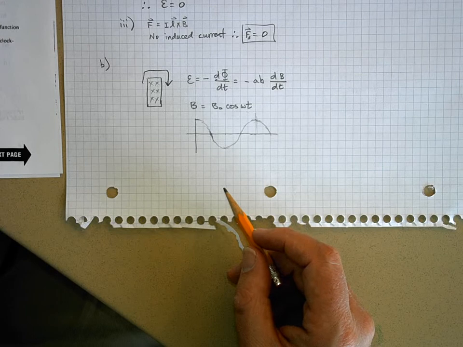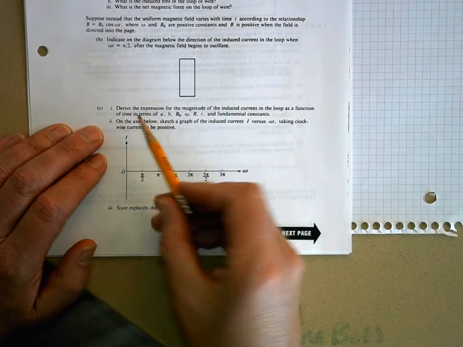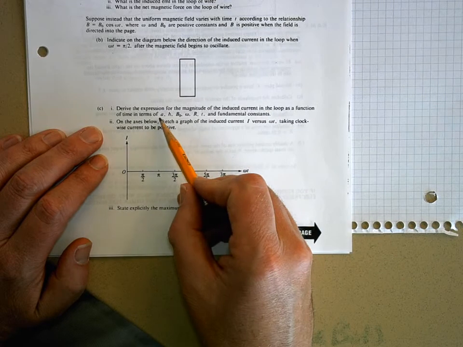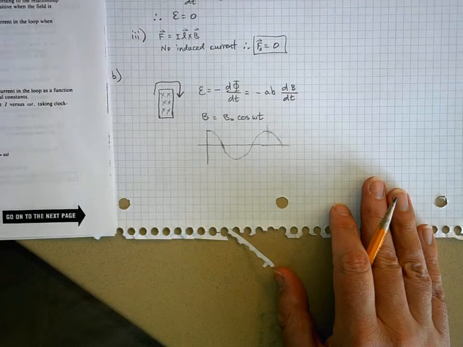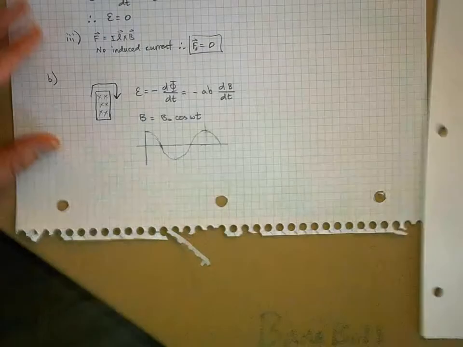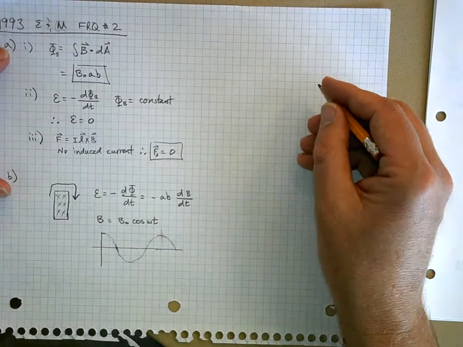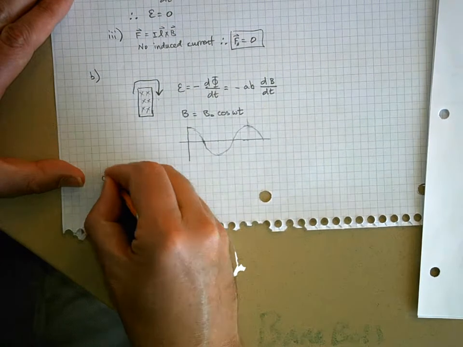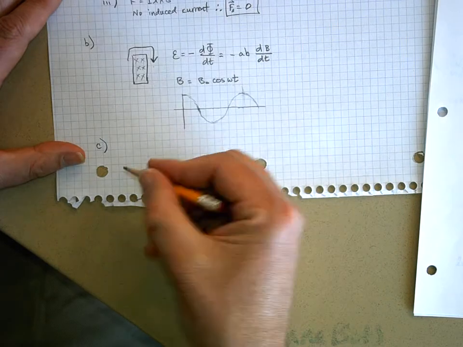All right. Then part C, it says, derive the expression for the magnitude of the induced current in the loop as a function of time. And we already kind of started part C. Let me just redo it up here. I'll just do it right next to it. I could squeeze it down here. So part C, I kind of started it up here.